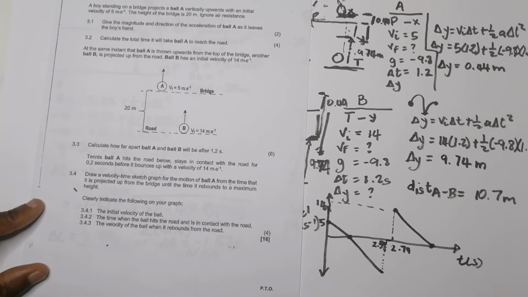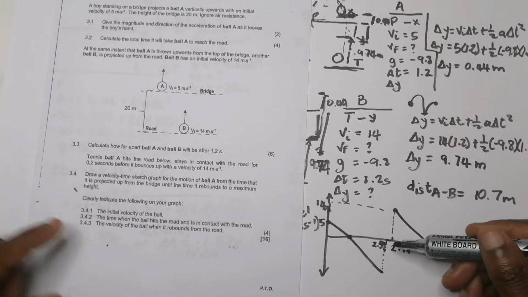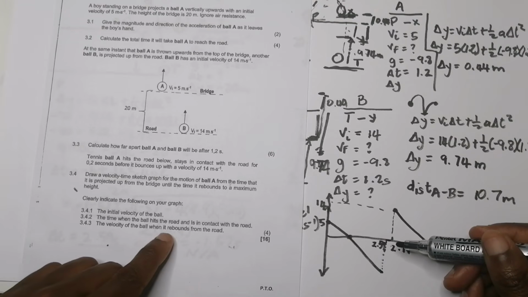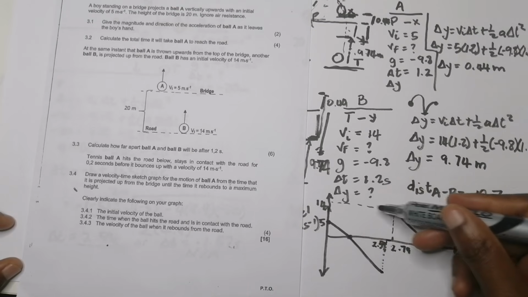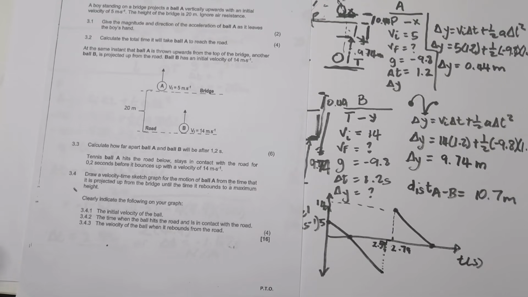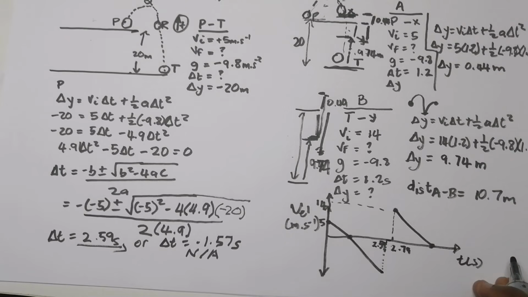Right, and they said indicate the following: the initial velocity of the ball, there it is, it's 5. The time when the ball hits the road and is in contact with the road, that's 2.59. And the velocity of the ball when it rebounds from the road, the velocity was 14 meters per second, and obviously decreased until 0. And that is it. That's your 16 marks in the bag.